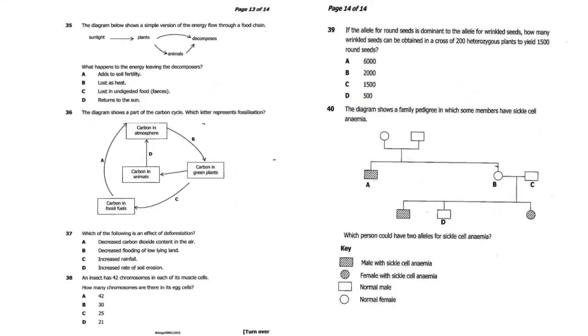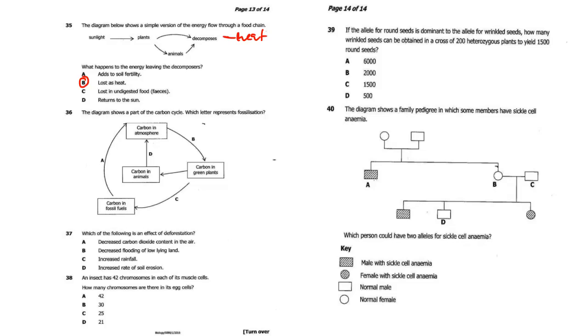Question 35. The diagram below shows the simple version of energy flow through the food chain. What happened to the energy leaving the decomposers? It is lost in the form of heat. Okay, lost in the form of heat.